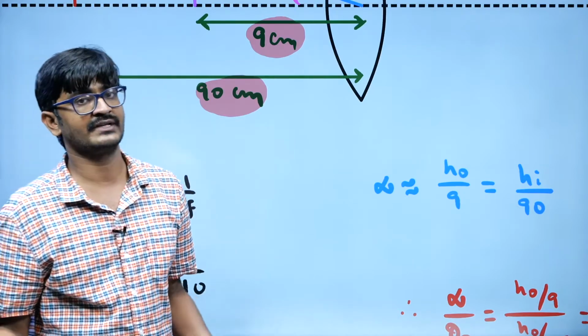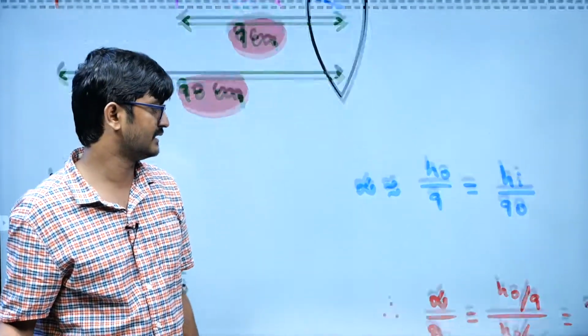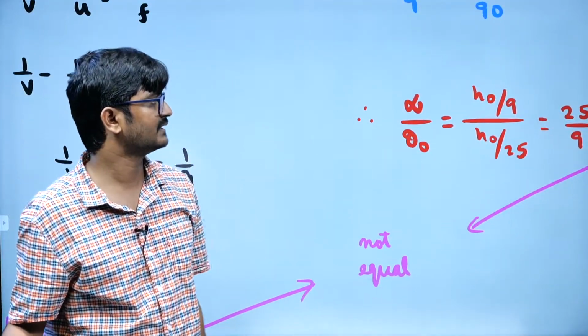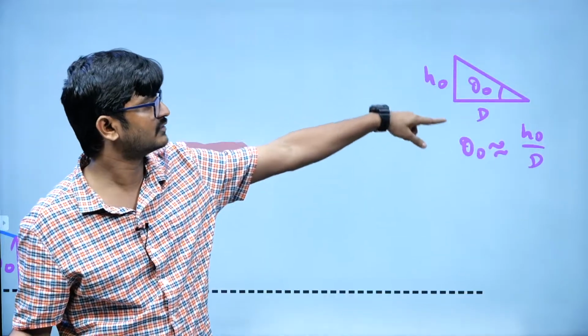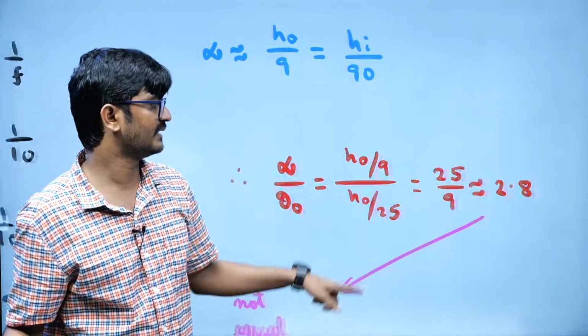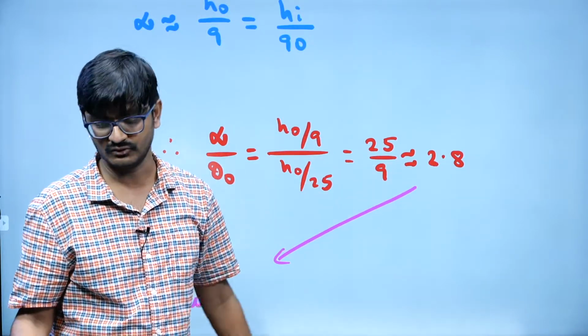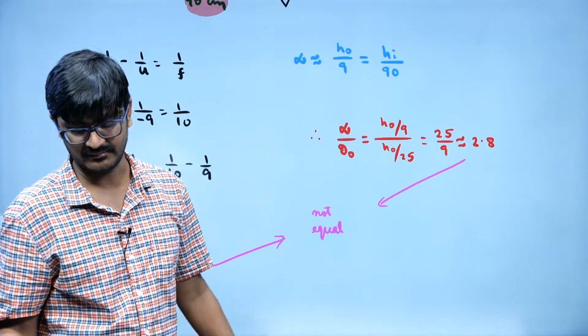Now angular magnification is defined as new angle subtended by old angle subtended. New angle subtended is h naught by 9. Old angle subtended is h naught by d. D is 25 centimeter, so h naught by 25. So you will be getting 29 by 5, which is almost equal to 2.8. And this is called angular magnification or magnifying power.